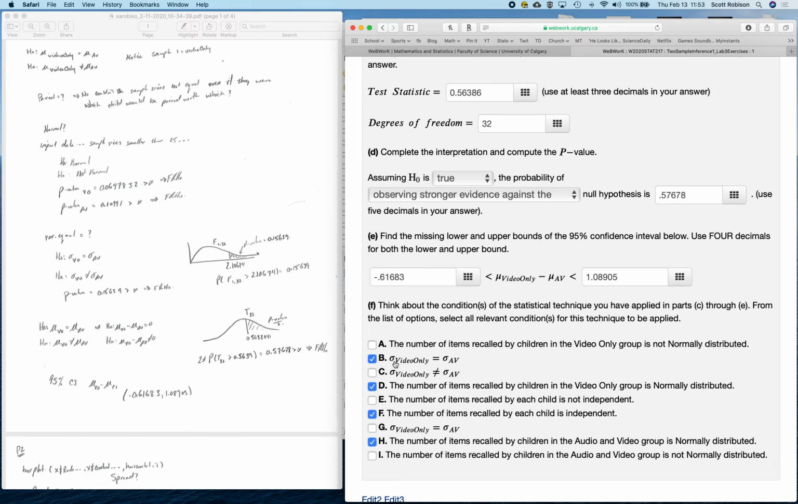So here we said, what are the conditions that led you here? The variances were the same. The video group was normal. The samples should be independent of each other. That means they're not paired. And here, the other group, the audio and visual group, was also normal.